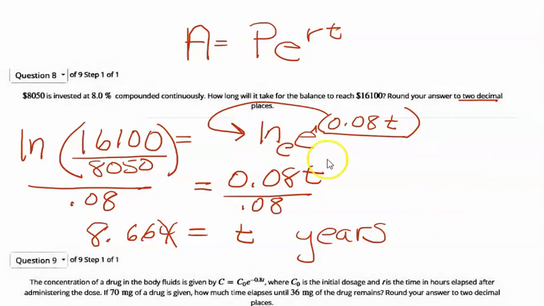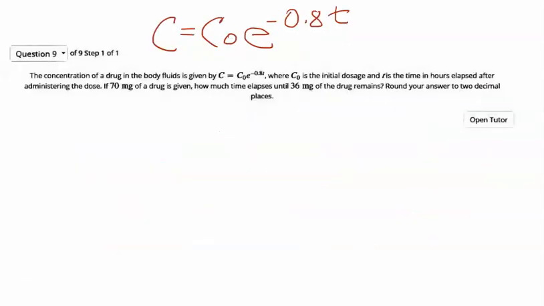All right, just one more to go. So we've done one like this already. There's our basic formula. And our initial amount was 70. The future amount is going to be 36 Euler's e, and then a negative 0.8t. We need to find out what t is. How long will it take for 70 to become this?